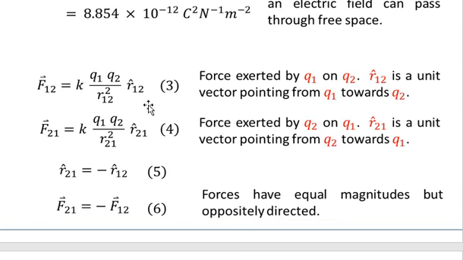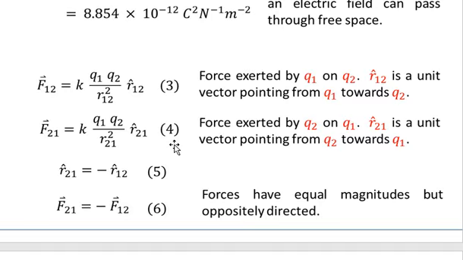So you see that the two forces, that is the force given by equation number 3 and given by equation number 4, these two forces are equal in magnitude, but of course oppositely directed. That is, the direction of force 1-2 is opposite to that of the force 2-1. Both charges will exert force on each other.